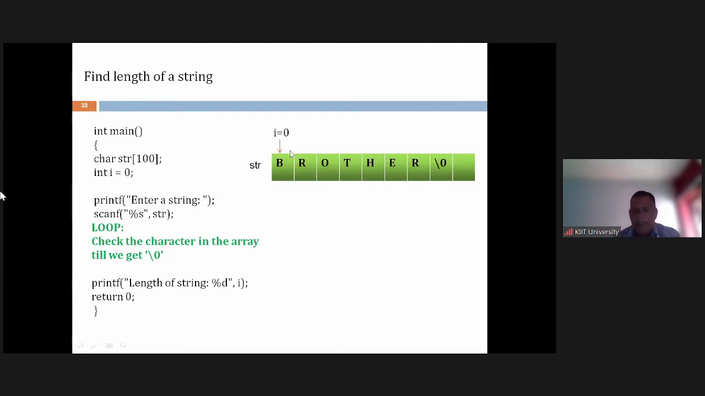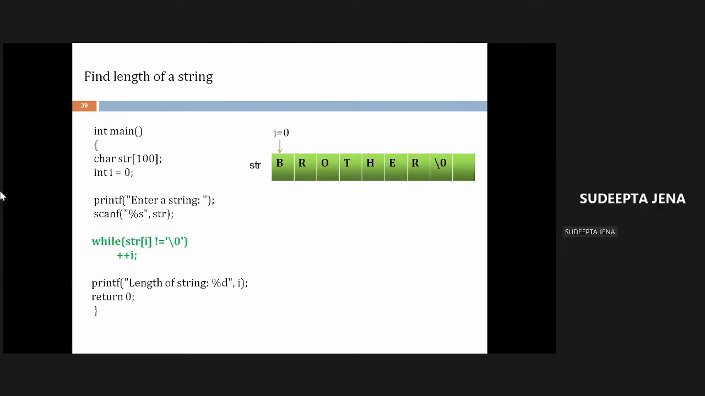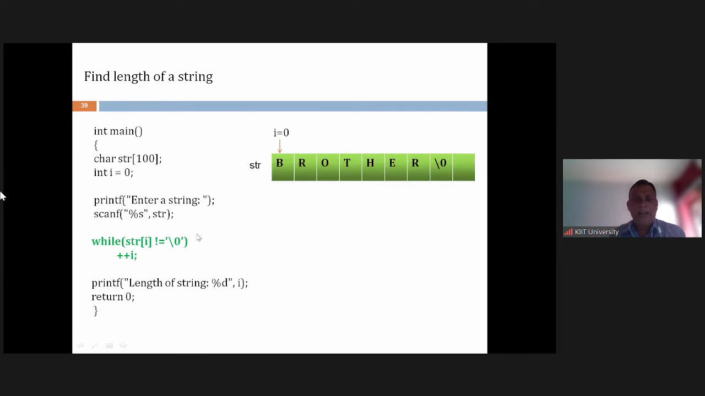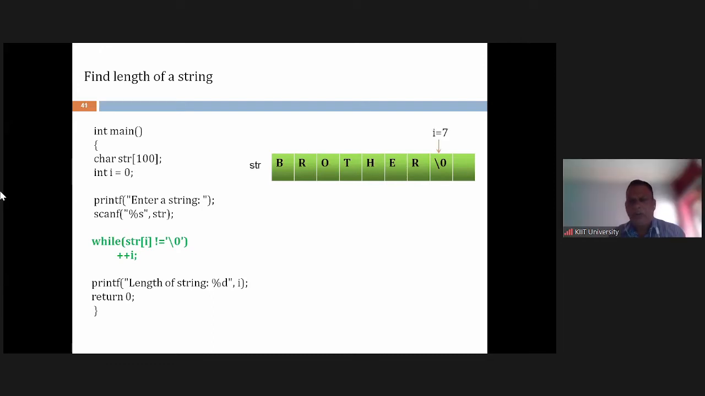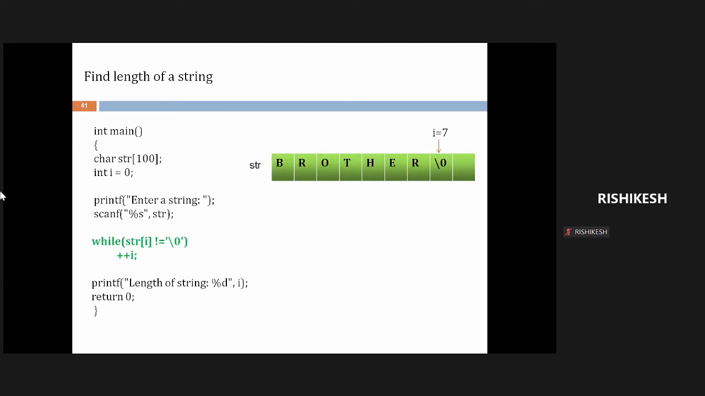So I'll go on counting till I come across backslash 0. My I is 0. While str[I] is not equal to 0, I'll keep on incrementing my I. When I is 0, is it backslash 0 or no? No. Then I equal to 1, and so on. When I became 7, backslash 0, I'll come out of this or not? Yes, sir. So my length of the string is basically 7 over here.